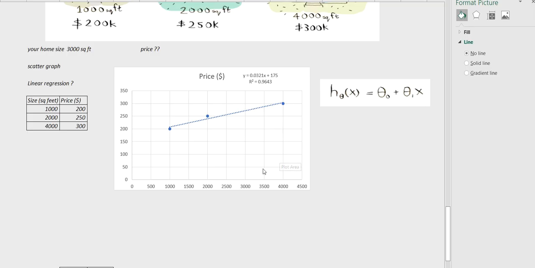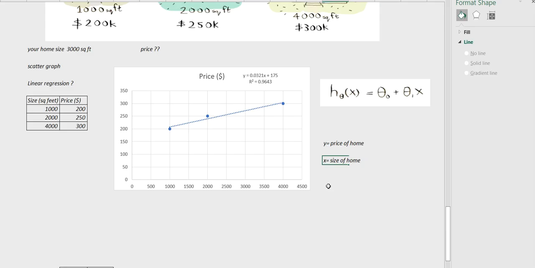So now with the help of this particular line I can easily predict what will be the price. Suppose y is the price, so in this line y will be the price of home, and x is equal to the size of home, okay.